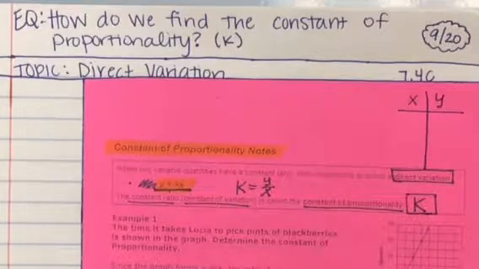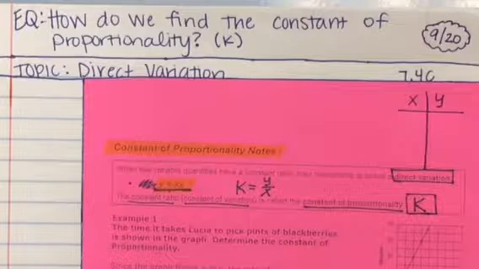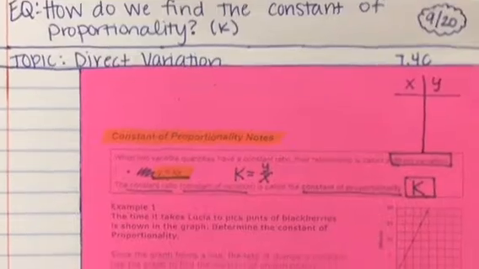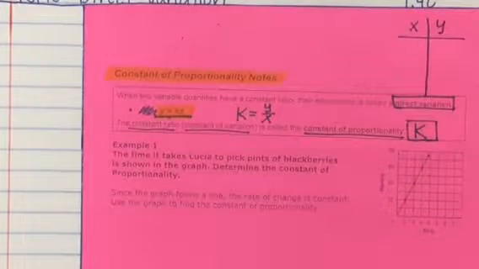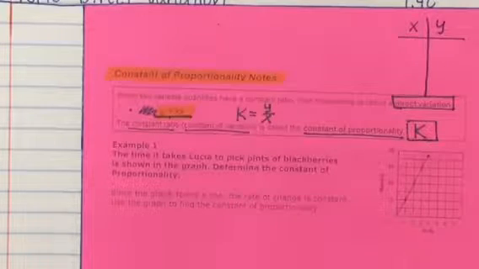So on these examples, you're going to find k, and then you're going to tell us, is it a direct variation? Example 1: the time it takes Lucia to pick pints of blackberries is shown in the graph. Determine the constant of proportionality.